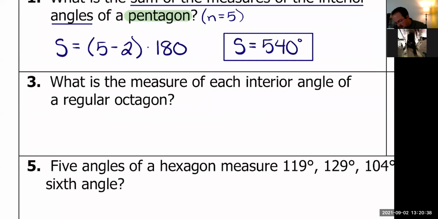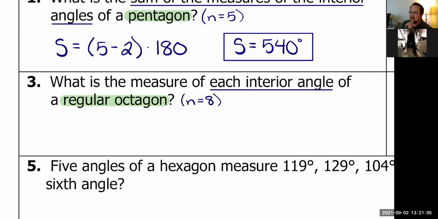Number 3, find the measure of each interior angle of a regular octagon. It is important that it's regular because if it wasn't, there's no guarantee that every angle would be the same. So for this one, what do I need to find first? An octagon has 8 sides, in case you've forgotten.